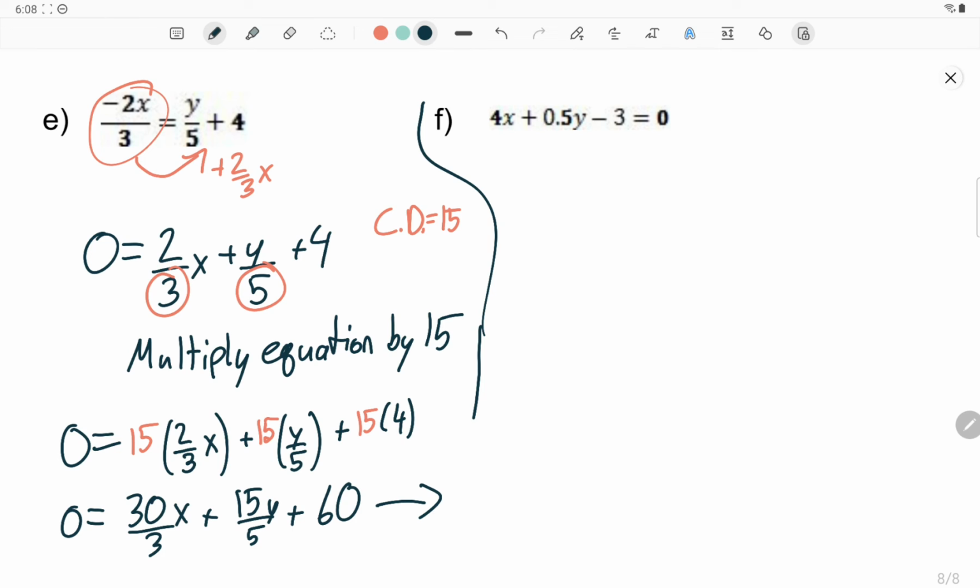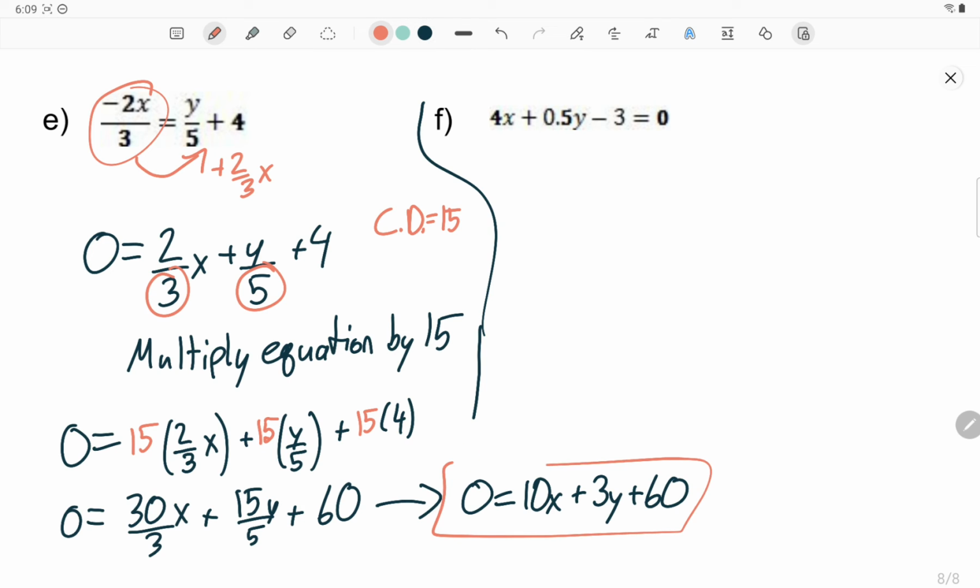The reason why we chose 15 is you're going to see all of these fractions will be able to divide neatly. So 30 divided by 3, well, that is just 10, so 10x. 15 divided by 5, well, that is just 3y. And then the 60. And now this equation here, that is the one in standard form.